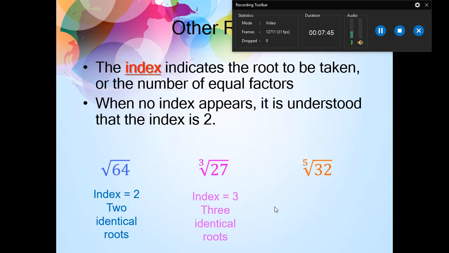In this last example, we're looking for 5 identical roots that will multiply to 32. And the index is 5, but the answer is 2. So we would multiply 2 by itself 5 times. What you should note with the cube root of 27 and the 5th root of 32, in both cases, we did not have a positive and a negative root. There's only a positive root because the only way to produce a positive radicand, 27 and 32, would be to have all positive values.